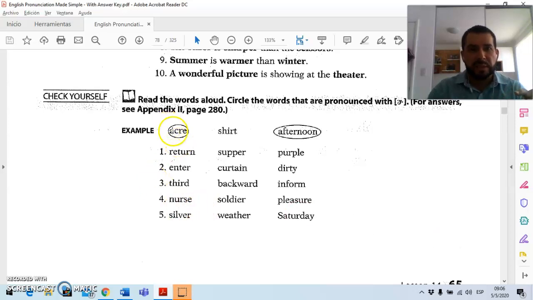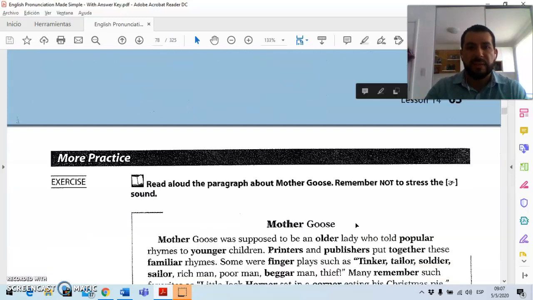So here we have a set which is acre, shirt, and afternoon. So acre and afternoon, because you have the lax sound here. So here I go. Return, supper, purple. Okay. 2. Enter, curtain, dirty. 3. Third, backward, inform. Number 4, nurse, soldier, pleasure. 5. Silver, weather, Saturday. Let's see if there is more on the next page.